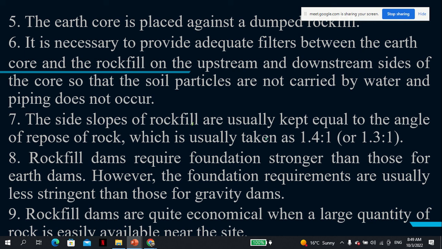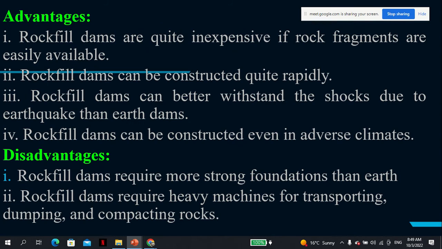Rockfill dams require foundations stronger than those of earth dams. The foundation requirements are usually less stringent than those for gravity dams. Rockfill dams are quite economical when a large quantity of rock is easily available on site. Advantages: they are quite inexpensive if rock fragments are available. Rockfill dams can be constructed quite rapidly. They can better withstand the shocks due to earthquakes than earth dams. They can be constructed even in adverse climatic conditions.